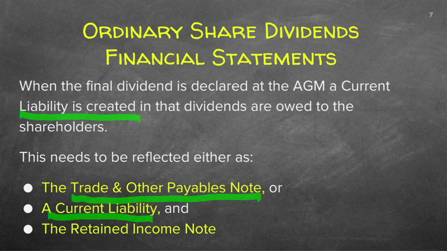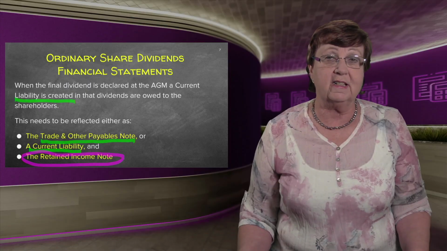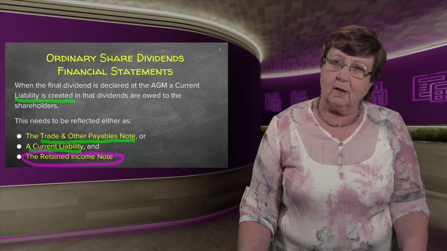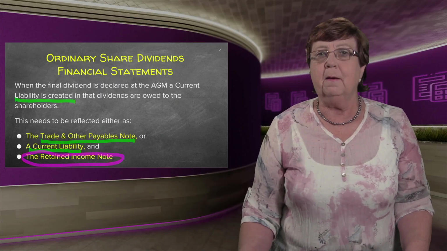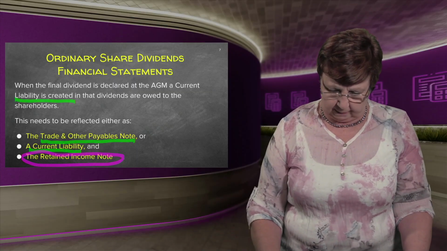And then the second part that we need to record is we need to record our final dividend in the retained income note. Because do remember that dividends are paid from retained income. And at this point, you may not know what retained income is, but it's in the next lesson. So we'll have a look at it then.